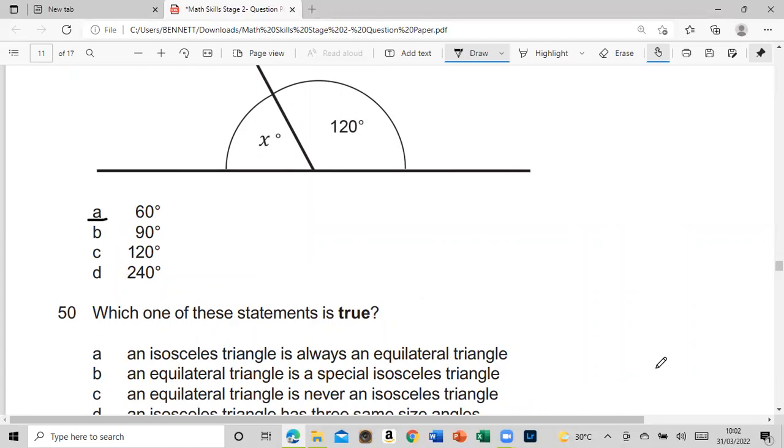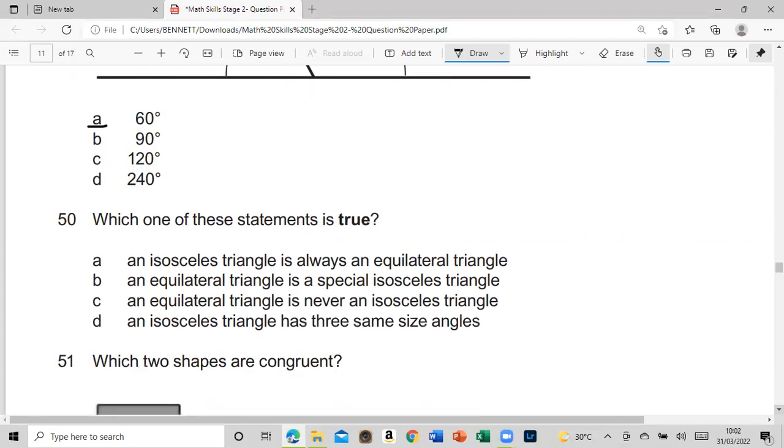Alright. Which statement is true? Read this carefully now, guys. This can be tricky. An isosceles triangle is always an equilateral. That is wrong. An equilateral is a special isosceles triangle. Now read that out here. No, that's a lie. An equilateral is never an isosceles triangle. That's a lie.